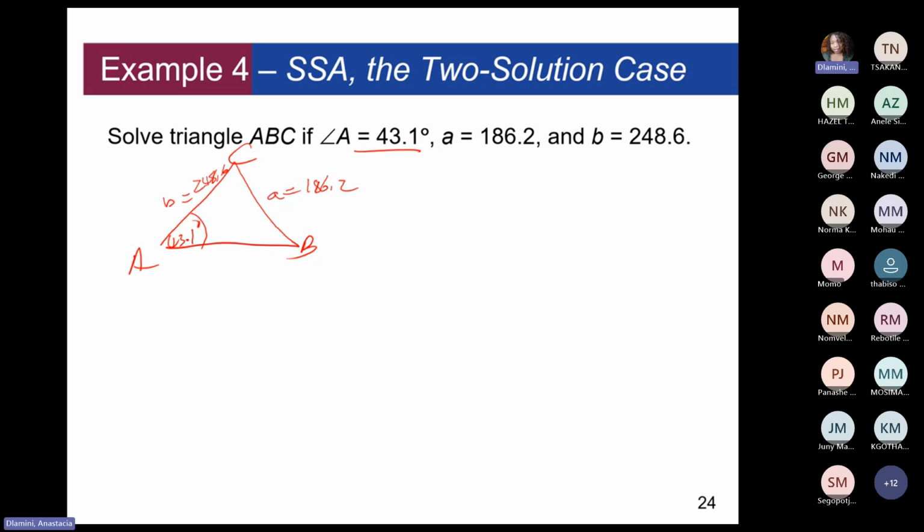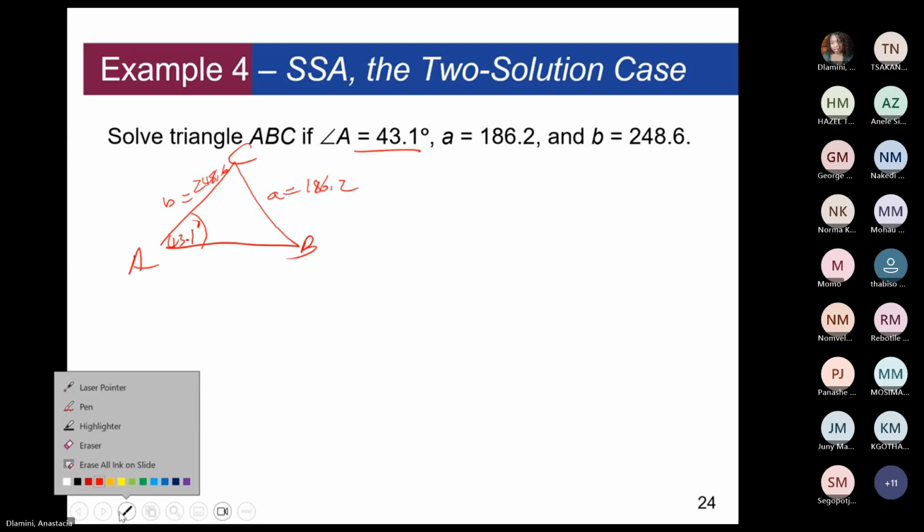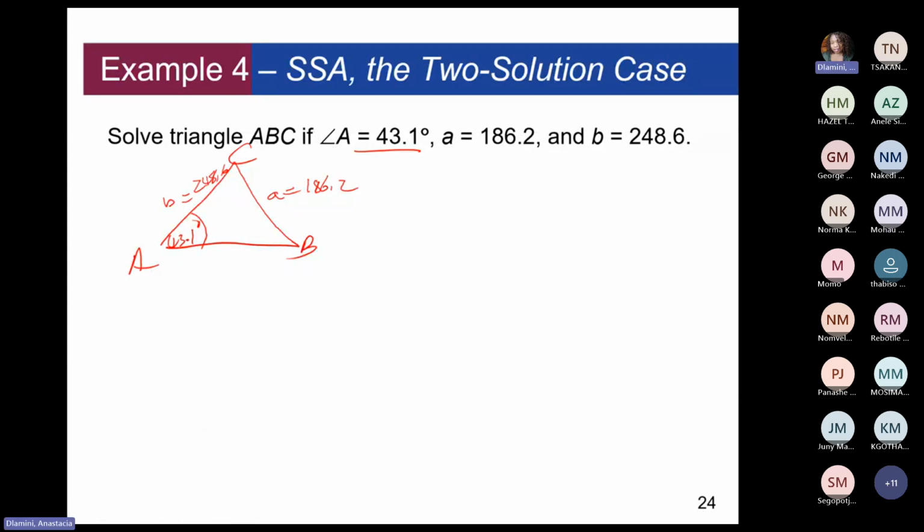Let's start. Hello? Ma'am? They say solve the triangle. Can I try, ma'am? Yes, please. Okay, the way I'm looking at the information, we should determine angle B.